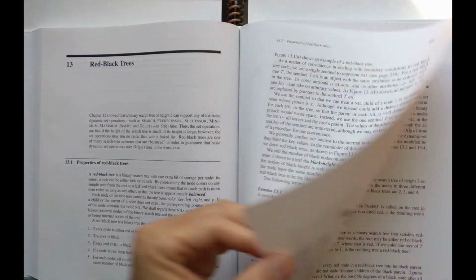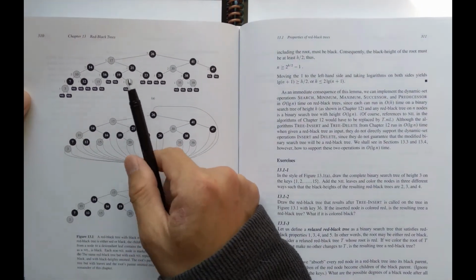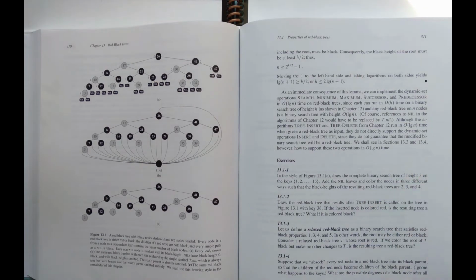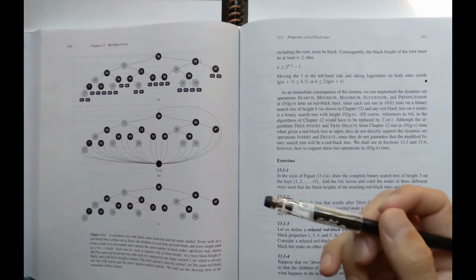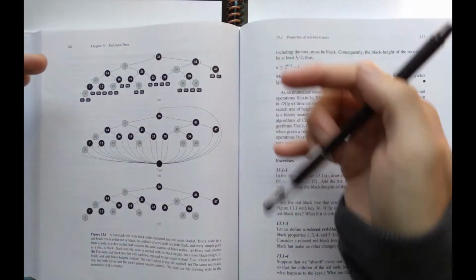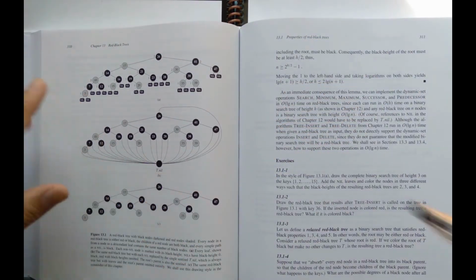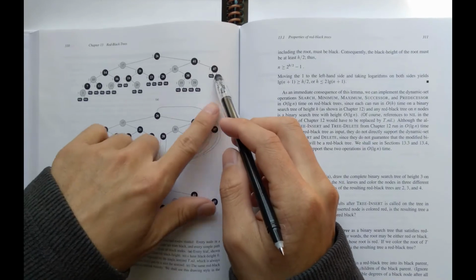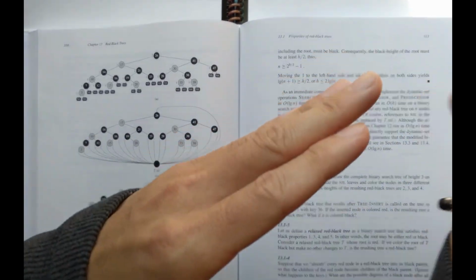And that is an important property of the red-black tree because it intuitively sort of maintains that the tree is more or less balanced. There isn't any like section of the tree that's extremely sparse.